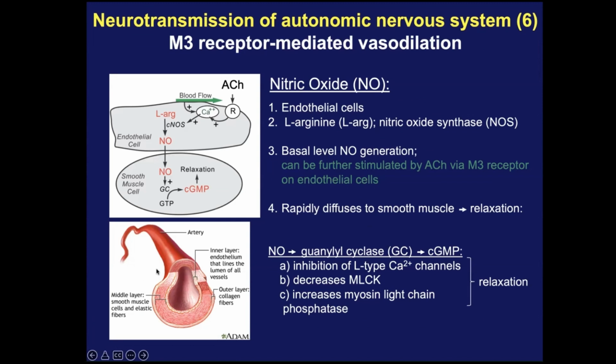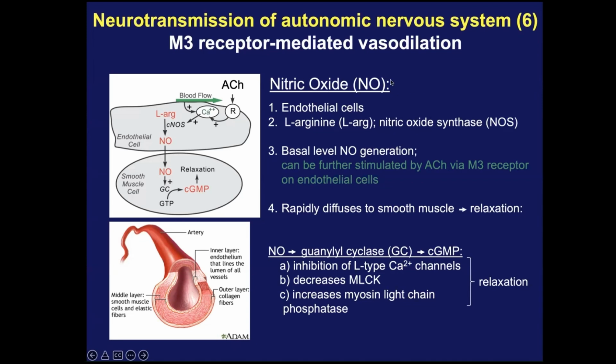Here in the bottom shows the structure of a typical artery. Here we can see the artery has 3 layers. The inner layer is a thin layer of the endothelial cells, and the middle layer contains the smooth muscle cells, as shown here. And the outer layer is mostly the collagen fibers. There are very few cells in the outer layer.